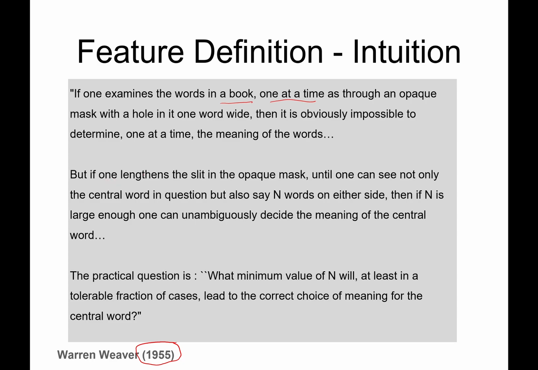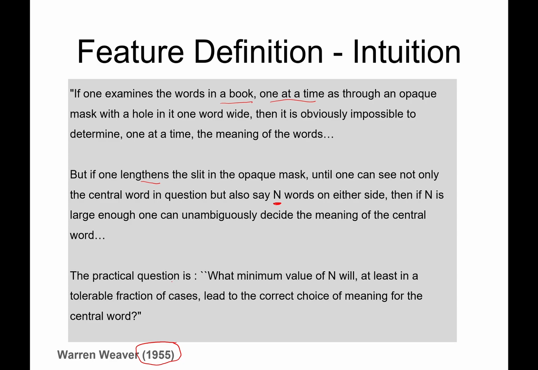But if one lengthens the slits in the opaque mask until one can see not only the central word in question, but also, say, n words on either side, then if n is large enough, one can unambiguously decide the meaning of the central word. So what he's trying to say is that I don't need to read the whole text. If I see n words before and n words after the word that I am examining, then I can tell what is the sense of this word.